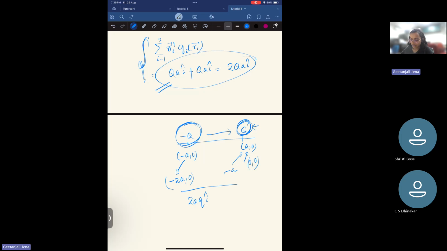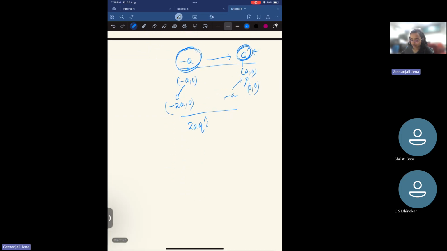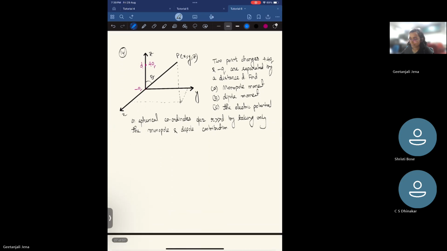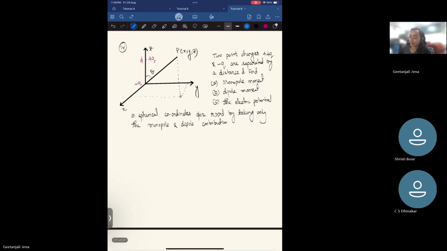Okay, let us move to our next one. For this case, the total charge is not zero, so the dipole moment does depend on the origin. So be careful while writing the r prime vector.